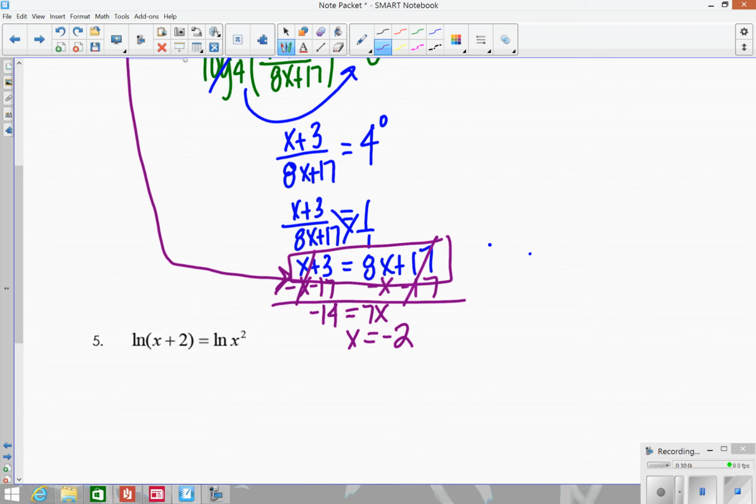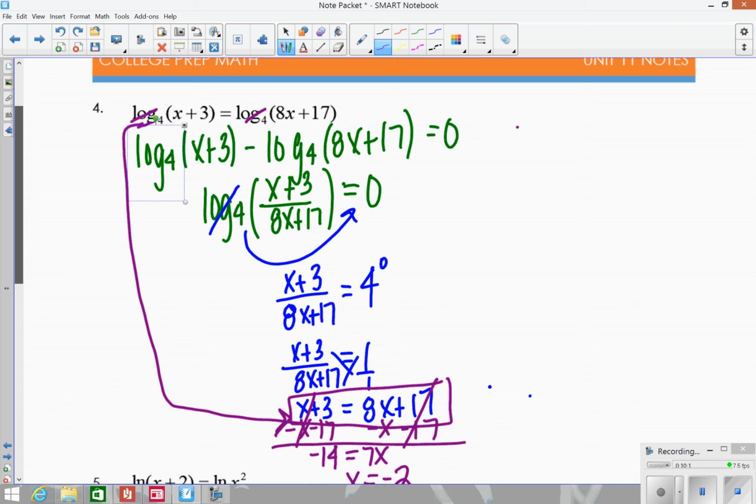So now when you get into logs though is where you really have to make sure you check. Because if you remember, we can't take logs of 0 or a negative number. So if this answer creates a situation where you would be taking the log of 0 or a negative number, it would come up with a solution that doesn't check. So basically, if I plug in -2 here and it gives me 0 or a negative number, or if I plug in -2 here and it gives me 0 or a negative number, it tells me that my solution wouldn't check because there's a domain restriction on logs.